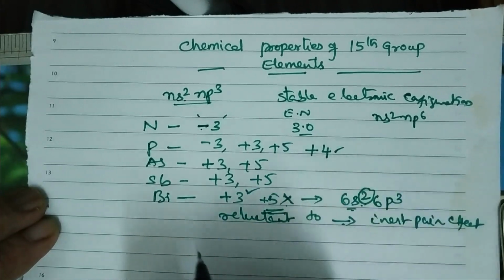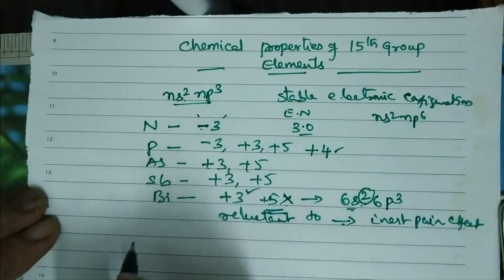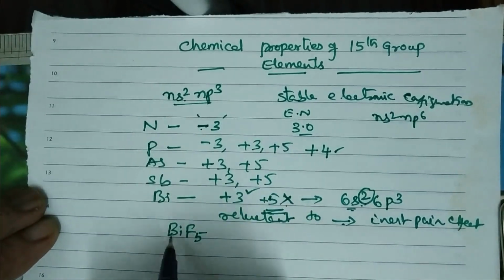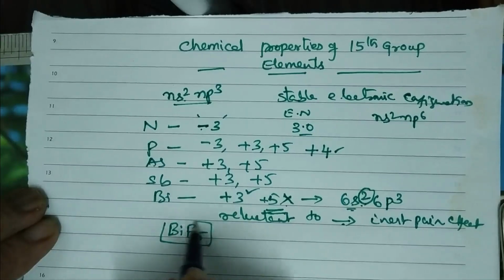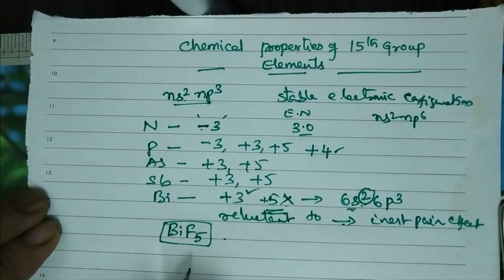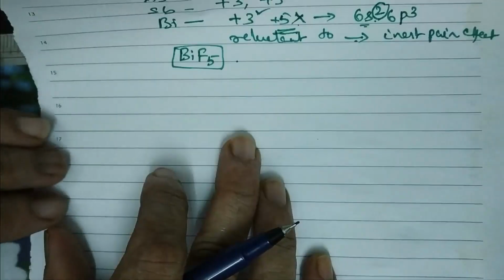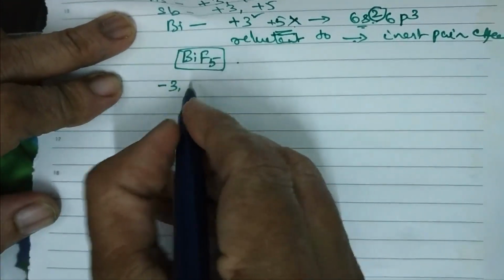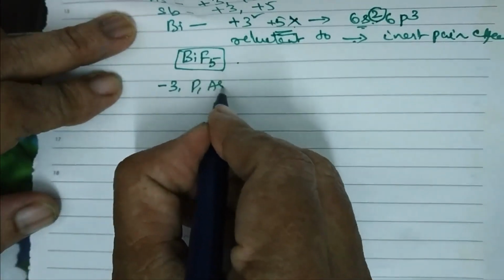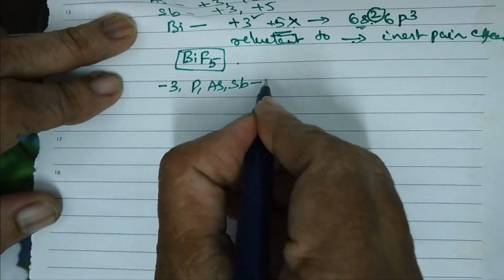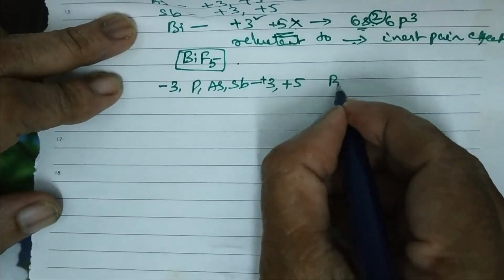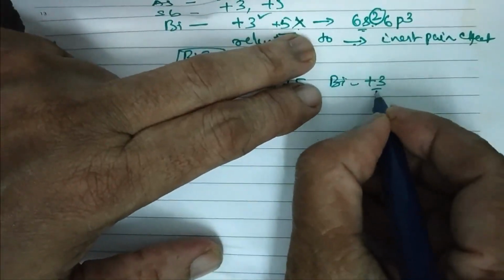In the +5 oxidation state, bismuth has only one compound, bismuth pentafluoride, BiF5. That is about the oxidation states of the 15th group elements. From these, we conclude that nitrogen shows the -3 oxidation state, whereas phosphorus, arsenic and antimony show two types of oxidation states, +3 and +5, whereas bismuth shows only +3.